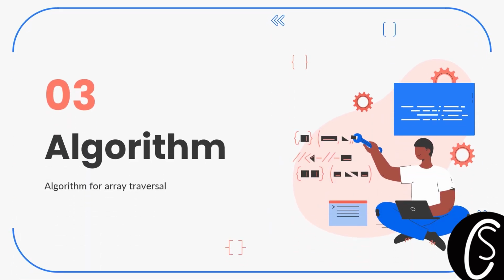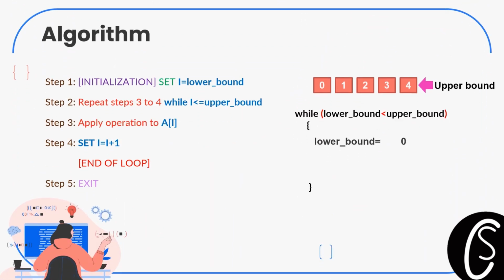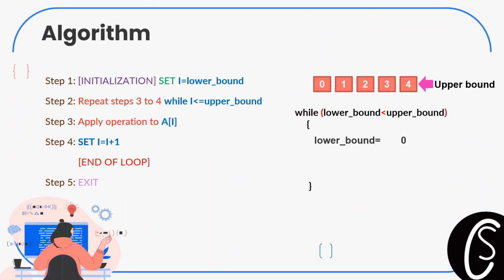Let's explore the algorithm used for array traversal. Firstly, we require an array, and subsequently there are 5 steps to follow. In the initial step, we initialize the variable i with 0, representing the first position in the array, holding a value. Here we refer to index 0 as the lower bound.